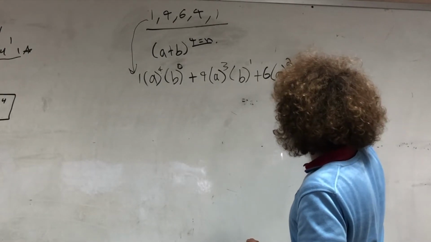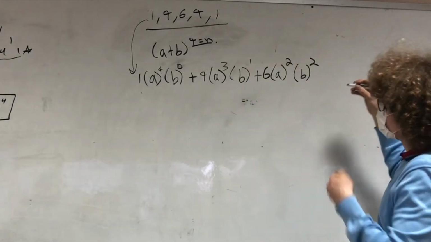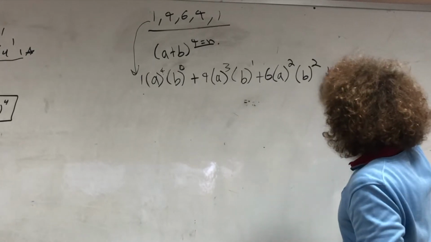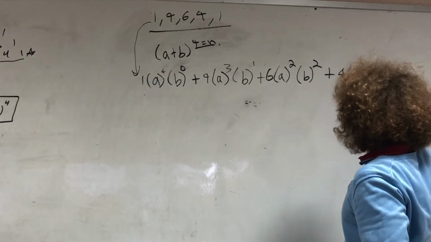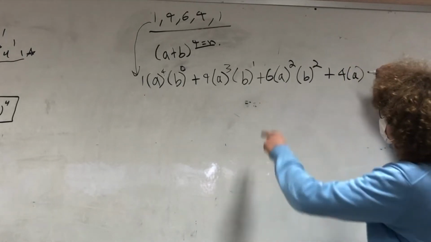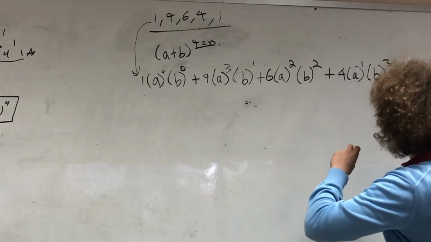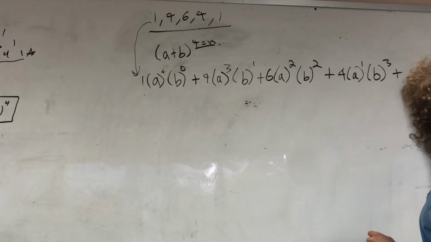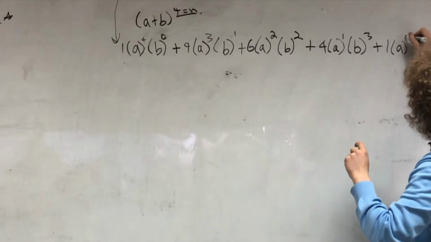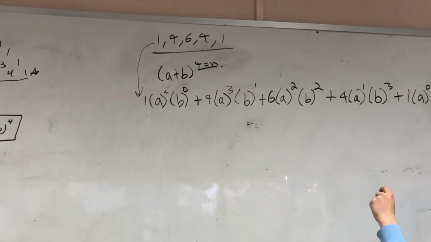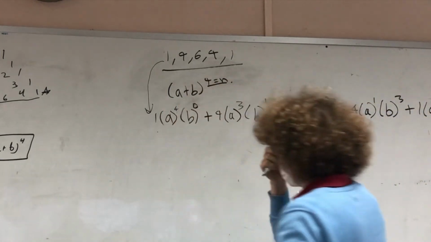a to b squared, I should say. So now, as you can see, this continues. So, plus 4, which is our next coefficient, times a to the exponent 1, b to the exponent of 3. And then finally, plus our last coefficient, which is 1, times a to the exponent of 0, b to the exponent of 4. Okay, so now, what does all of this mean?